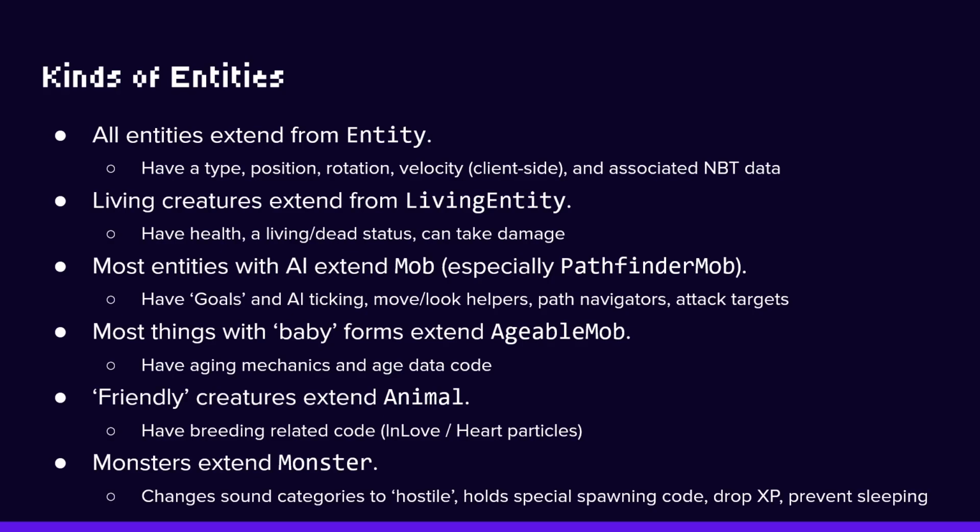PathfinderMobs have AI goals. They can move and look around on their own. They can navigate paths around objects, and they can attack targets. And you have AgeableMob, which adds the ability to be a baby. So like pigs and stuff will extend that. And then furthermore, you have Animal, which adds breeding code. So pigs also use that. The only one thing that is ageable but not an animal is villagers, because they don't use the same breeding code. And then you have monsters. They extend Monster, and that adds a bunch of hostile mob related stuff like XP, sleeping.